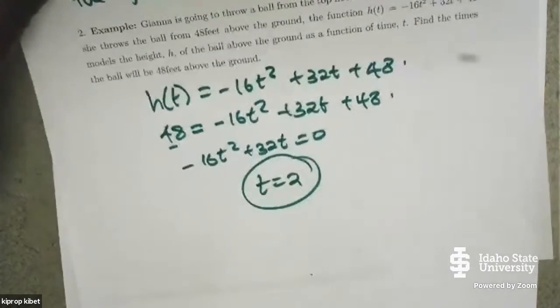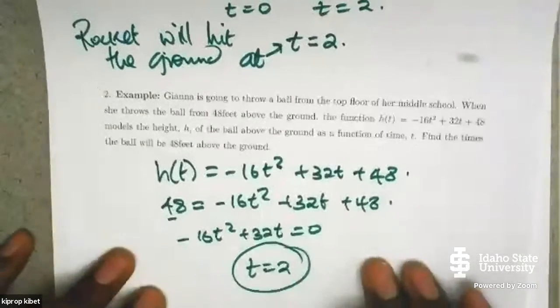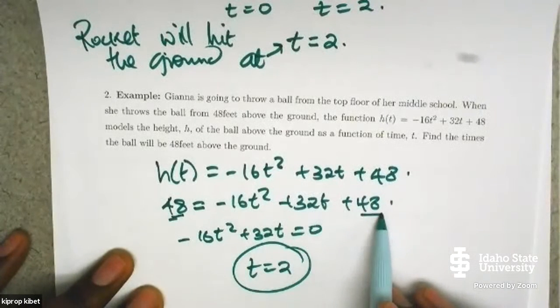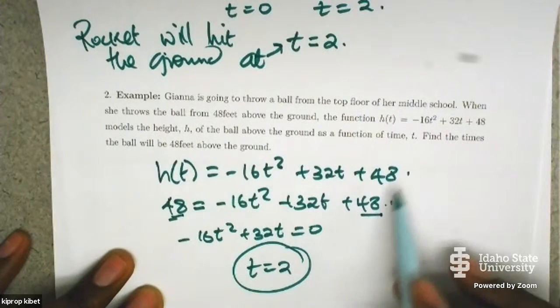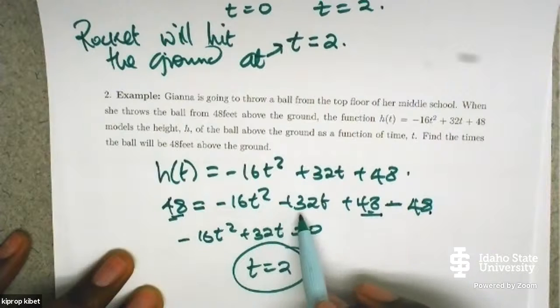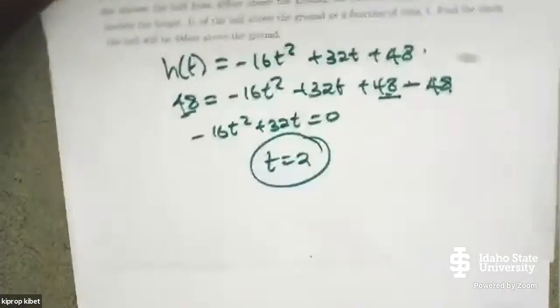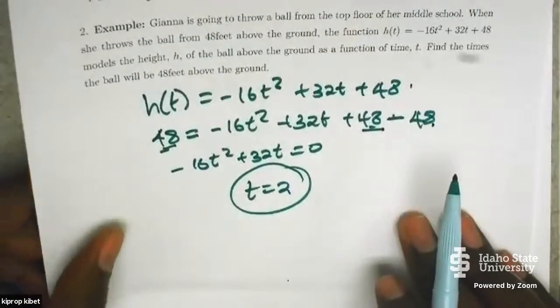Any question? So 48, and this 48 will subtract, right? So when you take 48 to the other side, it becomes minus 48 here. So 48 minus 48, so it will be minus 16t squared plus 32t equals to what? Equals to 0. Okay.